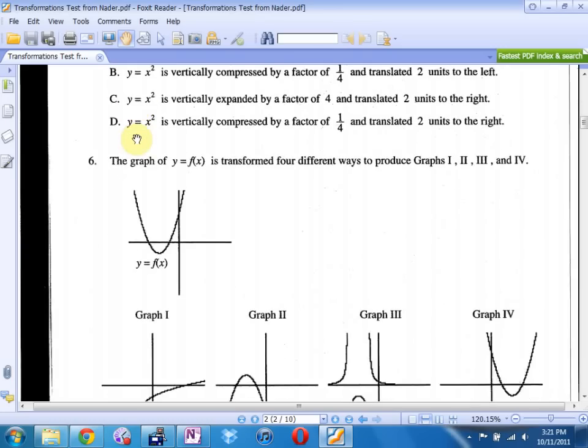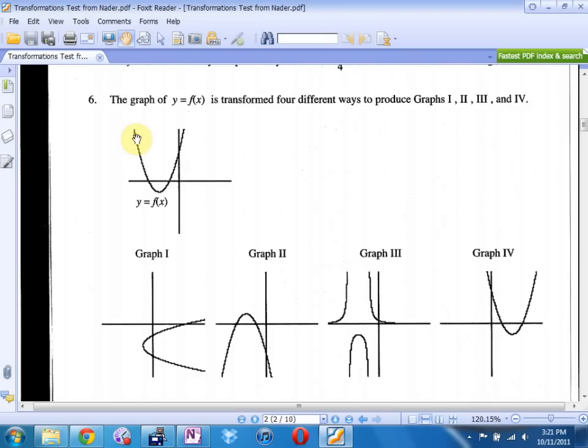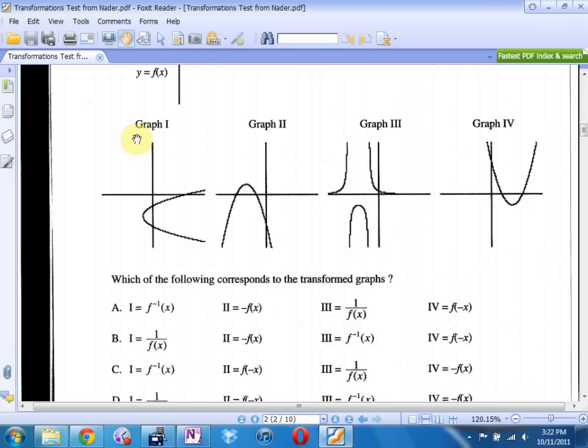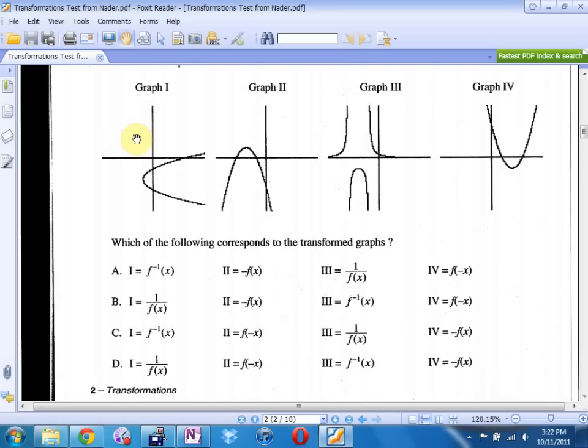Number 6. Now, this is heavily graphics intensive. I won't give you one like number 6 on your test because I'm not that good at graphics. I would probably find a way to phrase this into function notation. However, here's what it says. This graph is transformed 4 ways to produce graph 1, 2, 3, and 4. Which of the following corresponds to the transformed graphs?